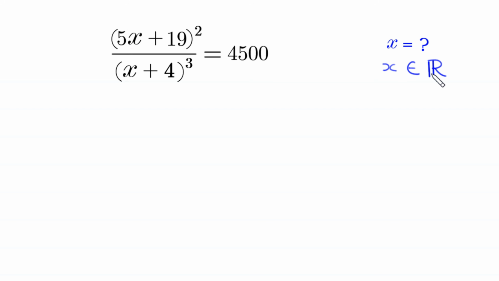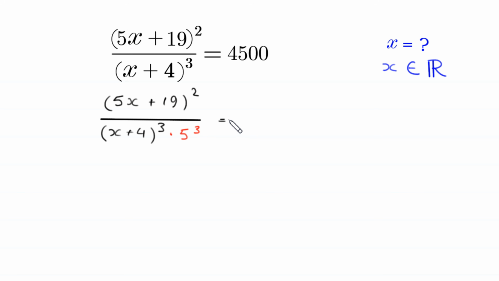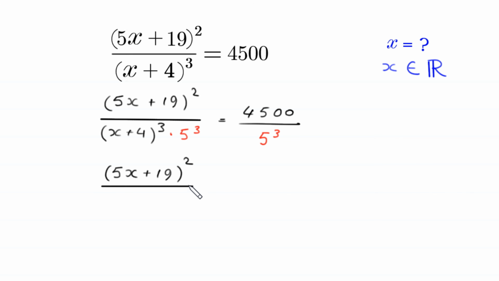So let's start by dividing both sides by 5³. (5x + 19)² divided by (x + 4)³, we divide this by 5³, is equal to 4500, we divide this by 5³. Next, (5x + 19)² divided by this expression in the denominator can be written as (x + 4) times 5 whole cubed.